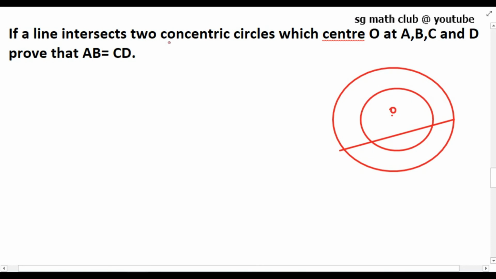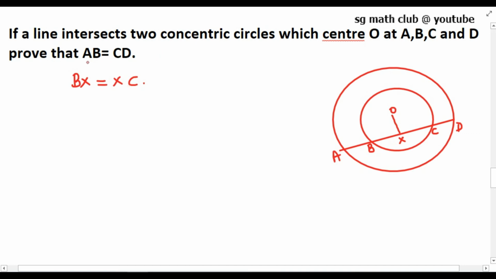Next question: if a line intersects two concentric circles with center O at A, B, C and D, prove that AB equal to CD. Here BC is the chord of the small circle and AD is the chord of the big circle. We need to prove AB equal to CD. For this I am going to do a construction. I am drawing a perpendicular from the center to the chord, and we know that the perpendicular from the center to the chord bisects the chord. If I take the small circle, my chord is BC, so it will bisect BC, that is, BX is equal to XC.